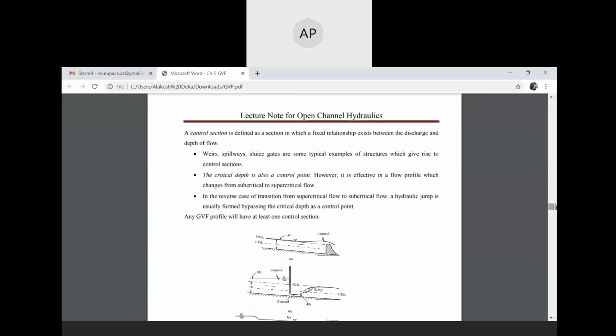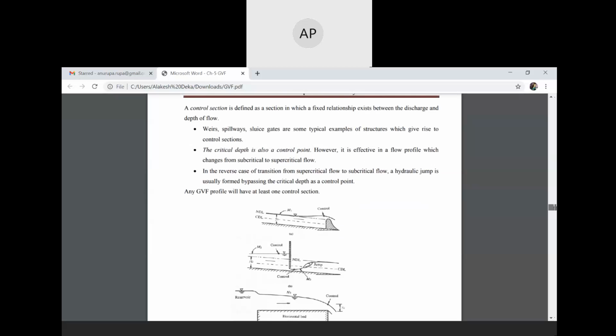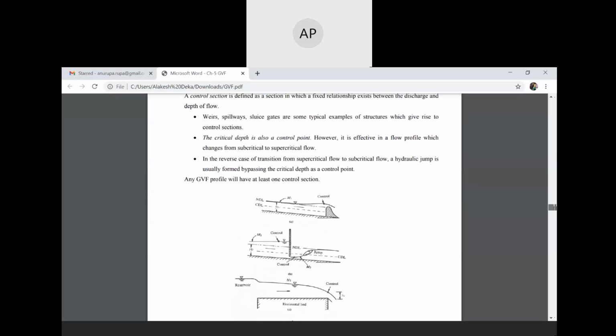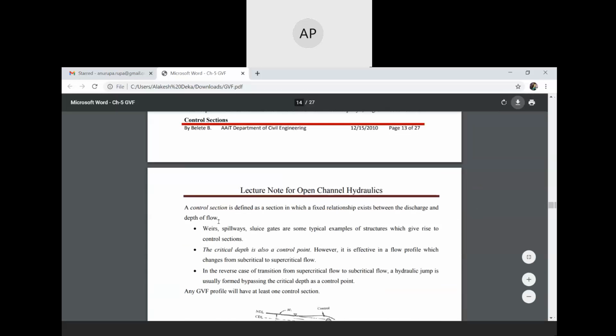A control section is defined as a section in which a fixed relationship exists between discharge and depth of flow. For example, weirs, spillways, and sluice gates are some typical examples of structures which give rise to a control section. So these are the control sections. Spillways, sluice gates, weirs, these structures are generally called critical sections.